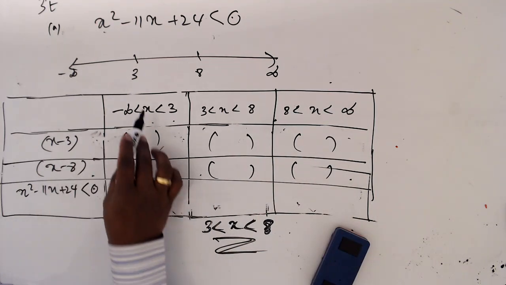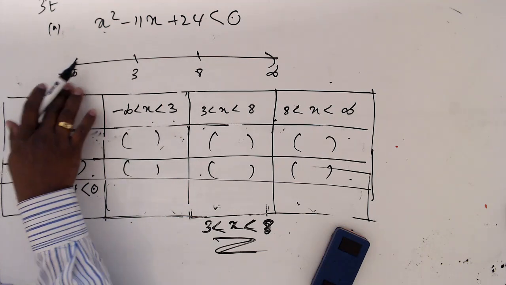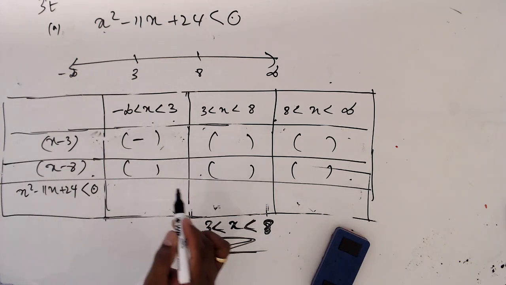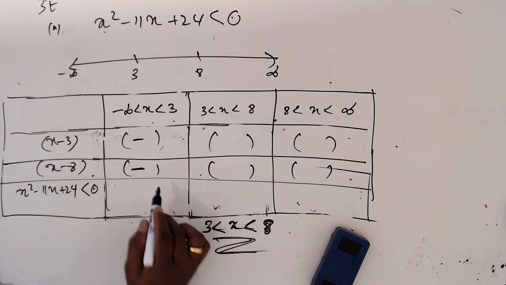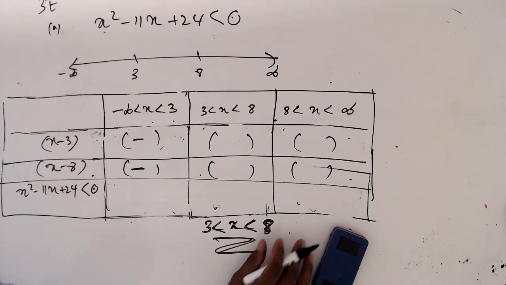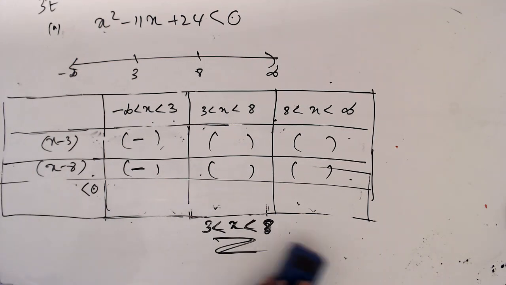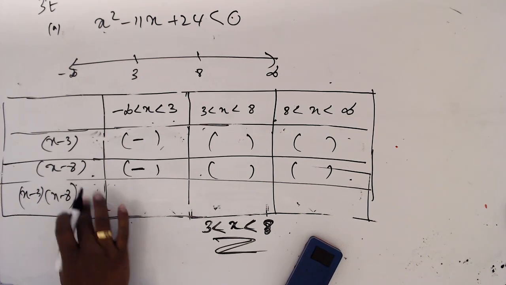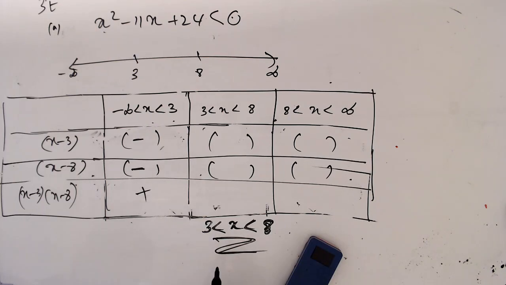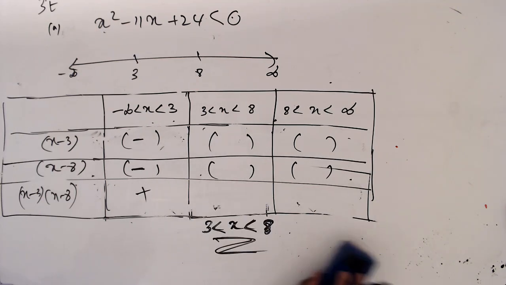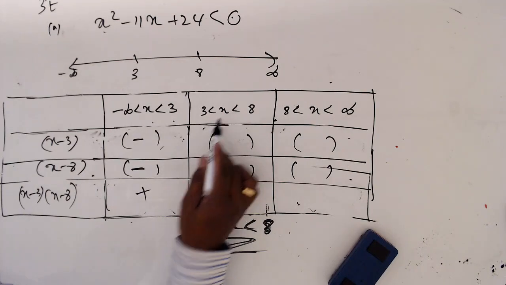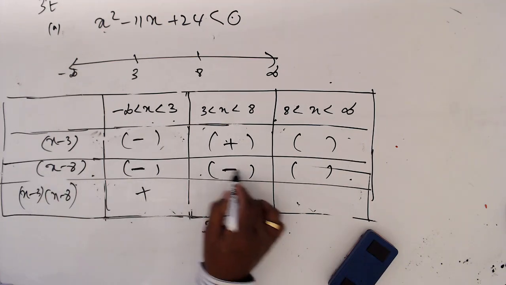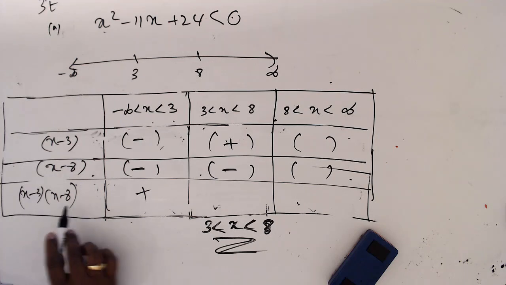Now take any value less than 3 and substitute here. We know that minus 10,000 is going to be negative, this is going to be negative. Then this one I will write in terms of x minus 3, x minus 8. Then this is positive. When I take x equal 5, this is 5 minus 3, 2, positive. 5 minus 8 is negative. Then positive times negative is negative.